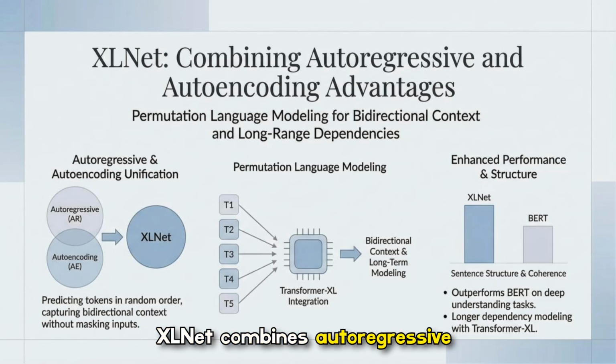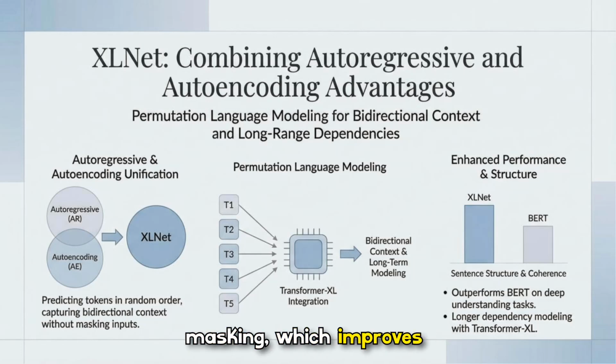XLNet combines autoregressive and autoencoding strengths through permutation language modeling and integrates Transformer-XL for long-range dependencies. The schematic shows tokens predicted in varied orders to capture bidirectional context without traditional masking, which improves sentence structure and coherence modeling. In practice, XLNet often outperforms BERT on deep understanding tasks and better handles longer dependency structures.